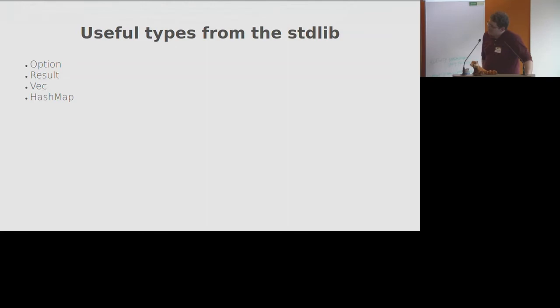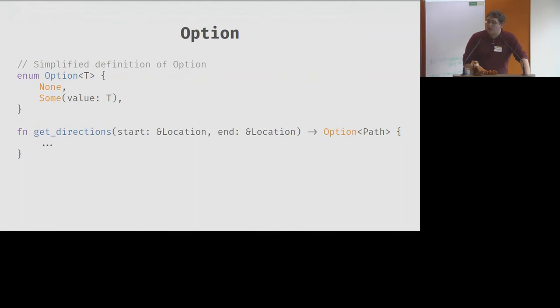I want to go over some types that are not the basic types, but they're defined in the standard library. They're a part of the language, and you'll find them just about everywhere. It's going to be Option, Result, Vec, and HashMap. And we'll go over each one of these. We'll start with Option. Option is either something or nothing. That sounds really simple, but it turns out to be very useful to have.